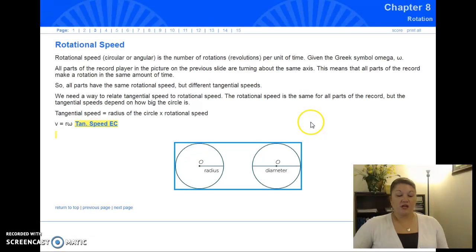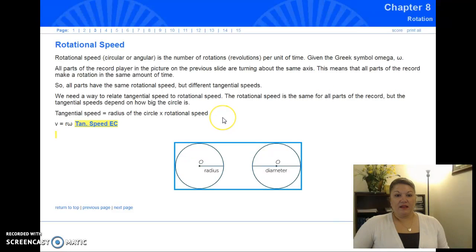Now, rotational speed. That depends on how many times that object goes around the circle. So how many times that merry-go-round went around in a certain amount of time. We know that as rotations or revolutions per minute, per second, per unit of time. Keep your eye on this, because in physics, the unit of time we usually use is seconds. Rotational speed is given by this Greek letter omega. It looks like a curly W.